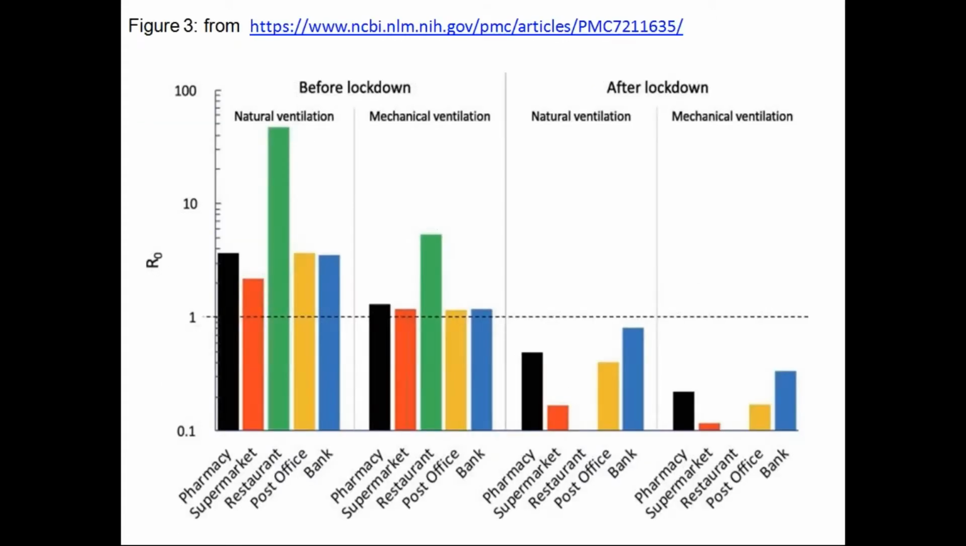Okay, so it's moving. Now, if anybody wants to read that presentation, there's the link, but this graph showed the importance of ventilation after lockdown. You can see natural ventilation, mechanical ventilation, and after lockdown, the R0 figure really came down, but it showed the importance of ventilation for a pharmacy, a supermarket, a restaurant, a post office, and a bank.